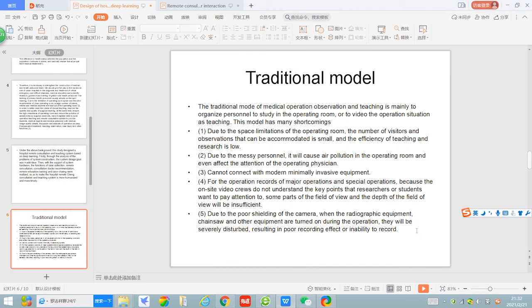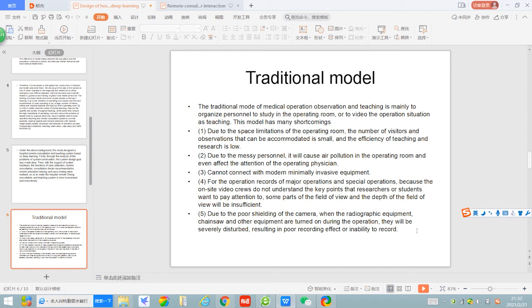Number one, due to the space limitations of the operating room, the number of visitors and observers that can be accommodated is small, and the efficiency of teaching and research is low. Number two, due to the messy personnel, it will cause air pollution in the operating room and even affect the attention of the operating physician. Number three, it cannot connect with modern minimally invasive equipment.